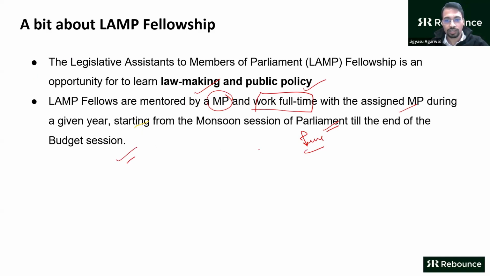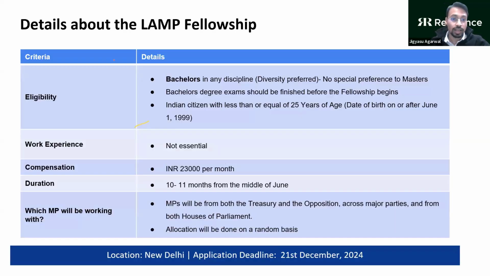Here the keyword is that you work full time. Some of you had questions: can I do one more full-time job along with it? Can I do another part-time job along with it? Largely no, unless there is flexibility in some other part-time work or project. If it demands a specific commitment, that is very difficult to manage along with your work as a LAM fellow. Eligibility criteria.